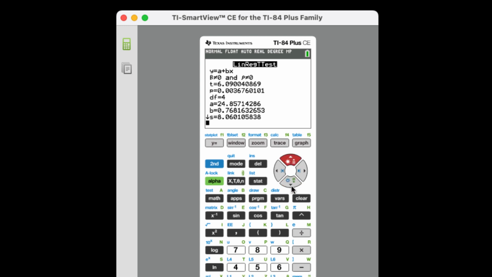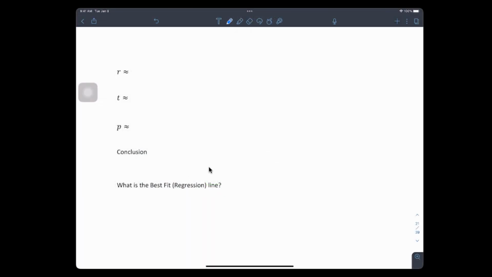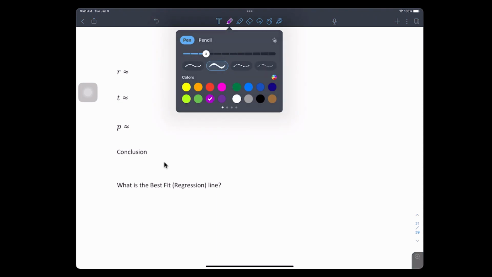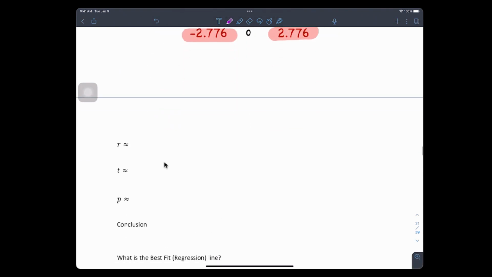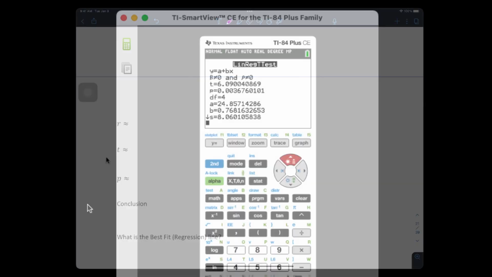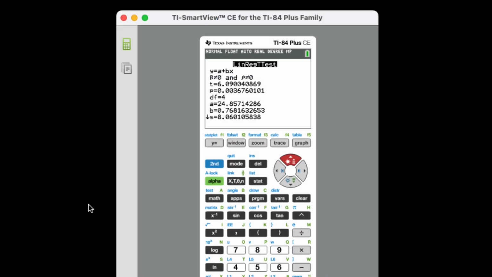Let's read it here. So if I have to fill in this information now, I need all this: RTP, conclusion, best fit line. Let's get this information. You guys ready? See if you guys learned something here. What's your test statistic to the nearest thousandths here? Anybody know? Can you see that here in your calculator? What's the test statistic? 6.090. Is that true?